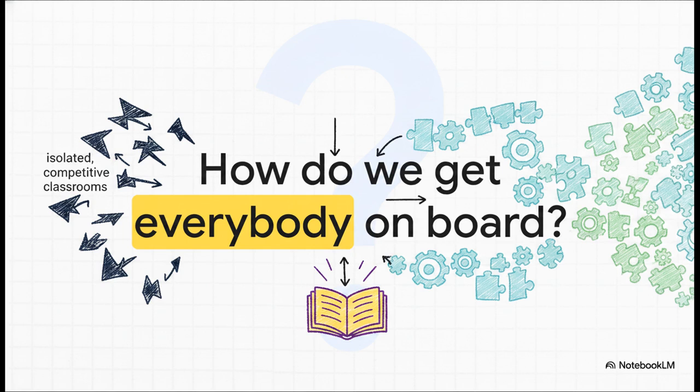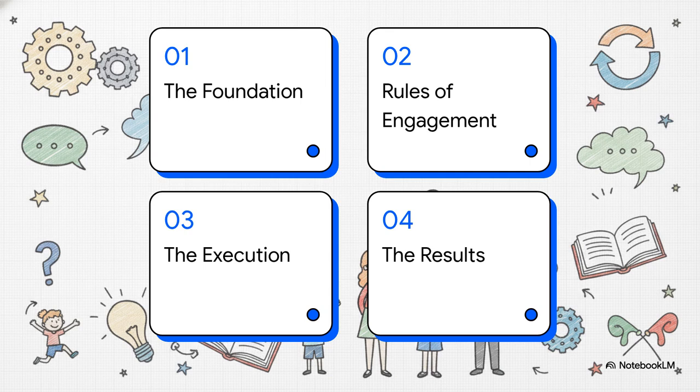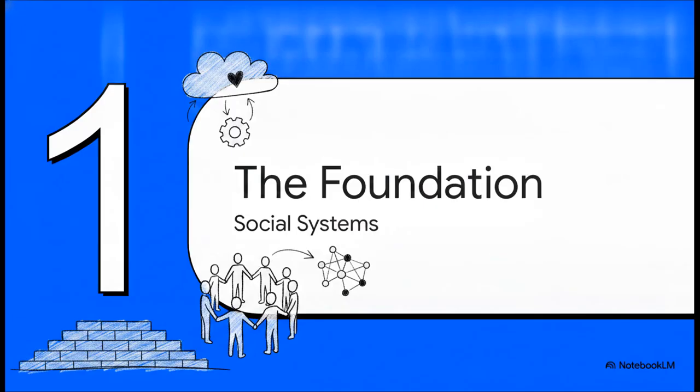We want to get away from those isolated, competitive classrooms where just a few loud voices dominate everything, right? Instead, we want to build an environment where every single person is engaged and pulling their own weight. And the source material we're looking at today gives us a beautifully structured, super effective answer to that exact challenge. So here is our blueprint for today. We'll start with the foundation, move into the rules of engagement, break down the execution, and finally, check out the results. All right, let's jump straight into section 1, the foundation, which is all about building the right social system.